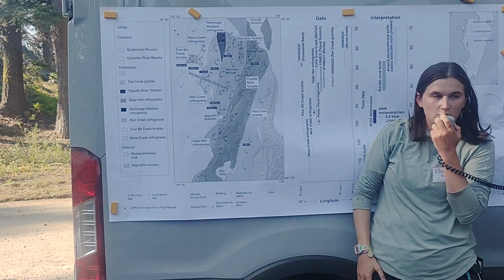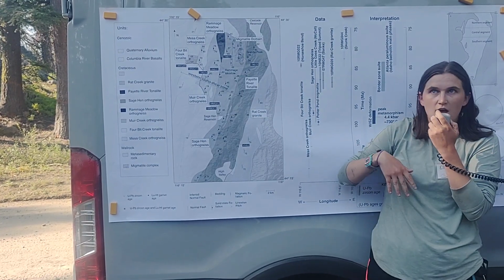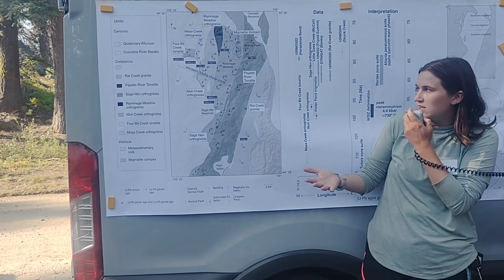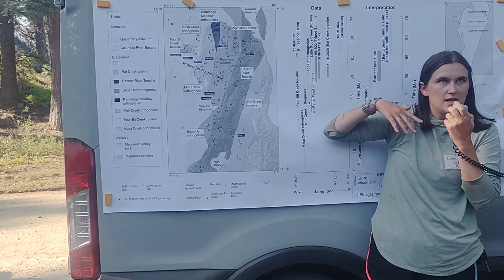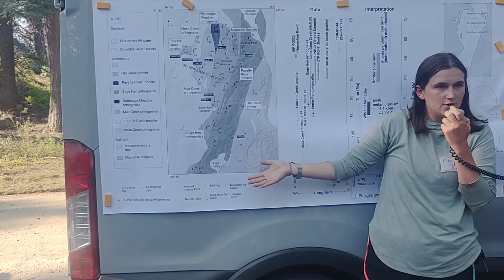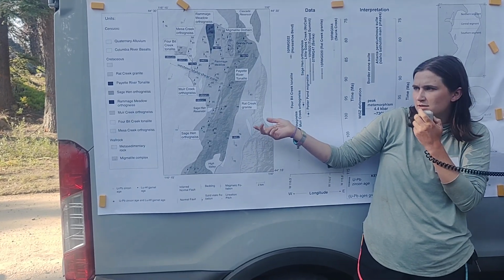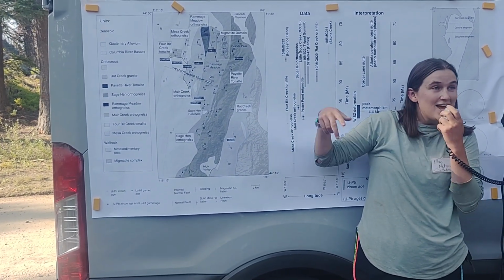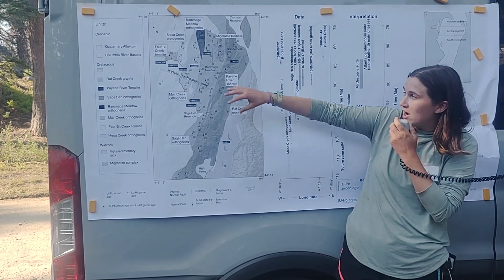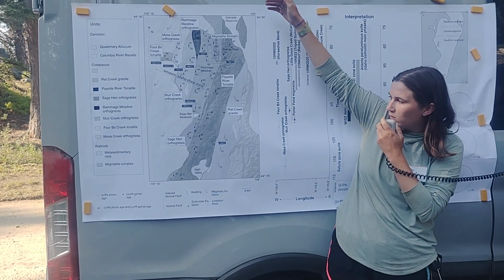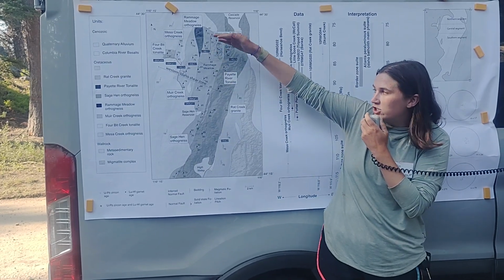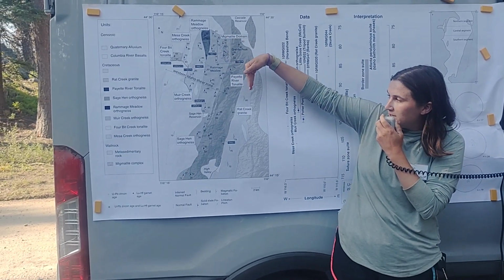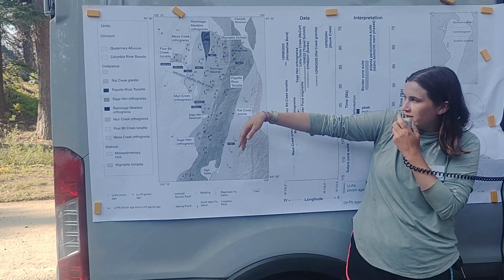But the Payette River Tonalite is a very continuous unit that we see all the way through the western Idaho shear zone. It continues for 200 or 300 kilometers. Yes, 300. It continues for 300 kilometers, and it's very continuous all the way from Orofino down to the south. And it's generally on this eastern side of the western Idaho shear zone.